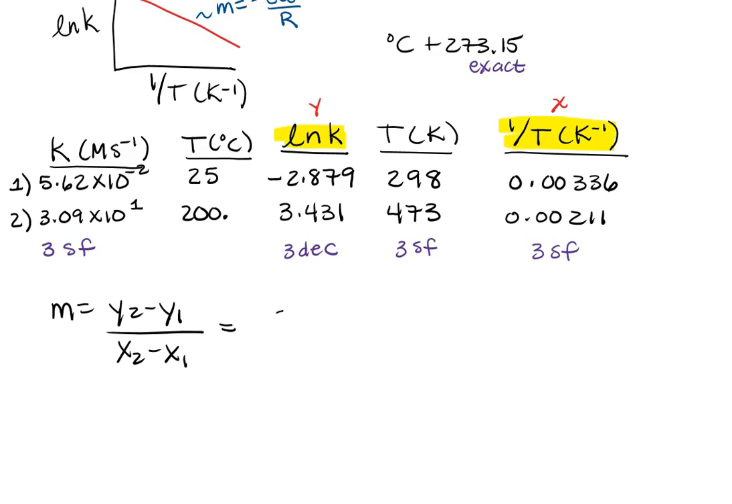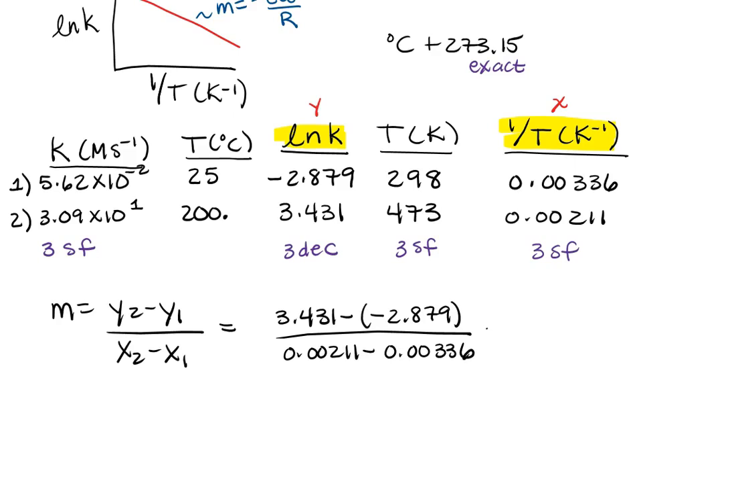So y2, 3.431 minus a negative 2.879 divided by 0.00211 minus 0.00336. We have two types of sig figs that we need to deal with. In our numerator, we have 3 decimal places for both values. So our numerator needs to keep 3 decimal places. In our denominator, we have 5 decimal places for each value, and we'll keep 5 decimal places over there.